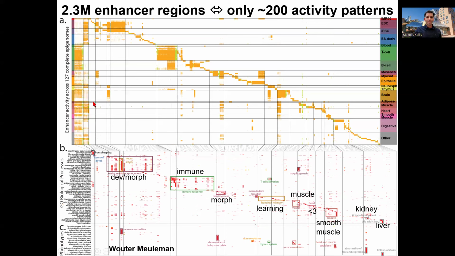This is kind of cool. This was the cluster that was active in both stem cells development and in brain. Guess what? Neuronal development. Whereas there's another group here, which is only enriched in the brain.